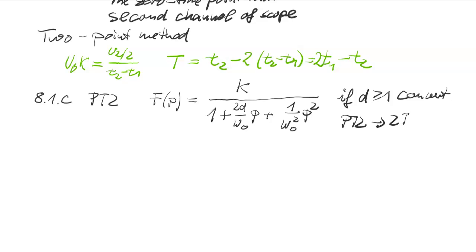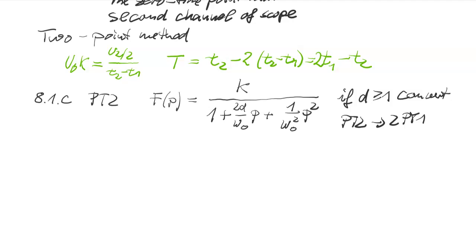In two PT1s, then we have no oscillation possibilities. Yeah, a damping factor larger than one means just an asymptotic change of the step response. If D is smaller than one, then we have an oscillation possibility of the PT2 block. So this is a way.